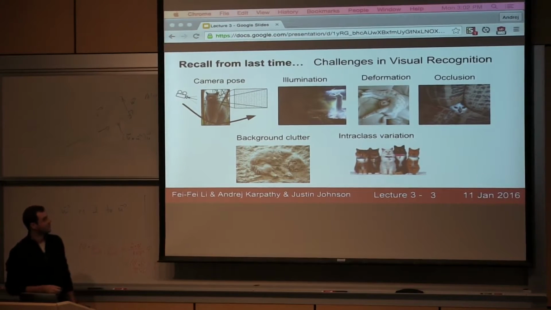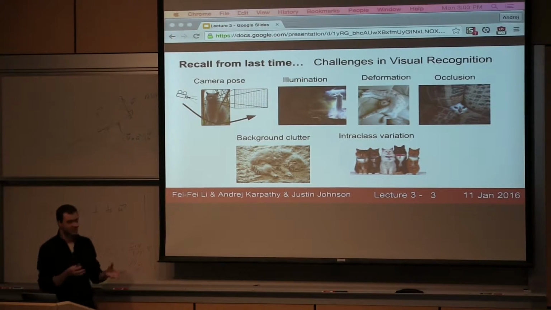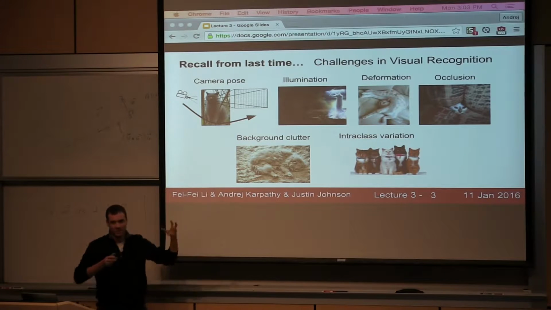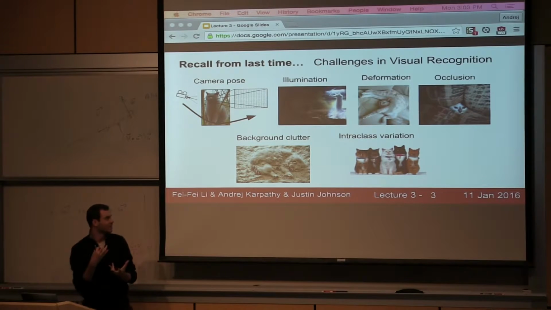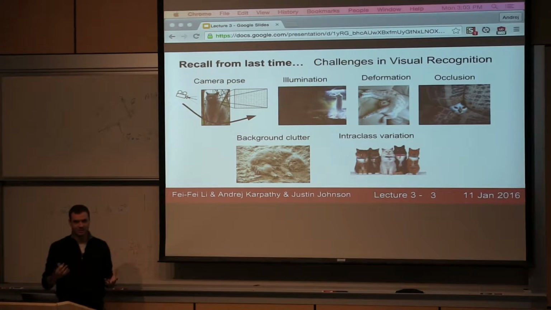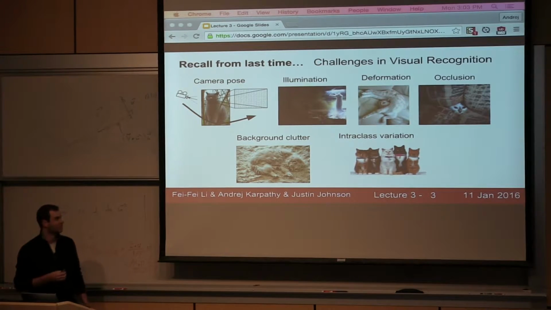Okay, so diving into the material, first I'd like to remind you where we are currently. Last time we looked at this problem of visual recognition, and specifically at image classification. And we were talking about the fact that this is actually a very difficult problem, right? If you just consider the cross product of all the possible variations that we have to be robust to when we recognize any of these categories, such as cat, it just seems like such an intractable, impossible problem.